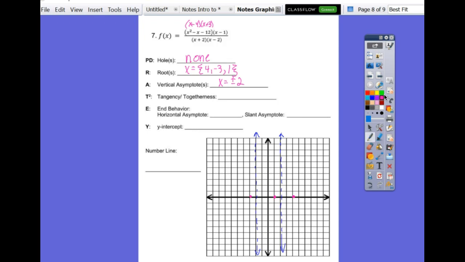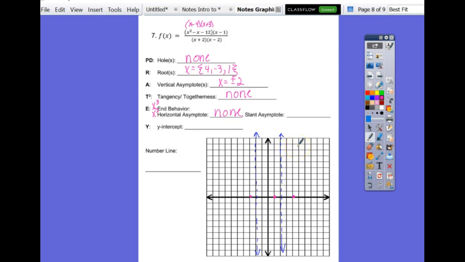I do not have a squared term on top or on bottom, so I have no tangency. Since there's no tangency, on my number line I'm going to alternate positive and negative. So my end behavior, I'm going to have x to the 3rd on top. X squared times x is x to the 3rd, and then x times x is x squared. So I have no horizontal asymptote because it's top heavy, but it's top heavy by 1, which means I'm going to have to find the slant asymptote.